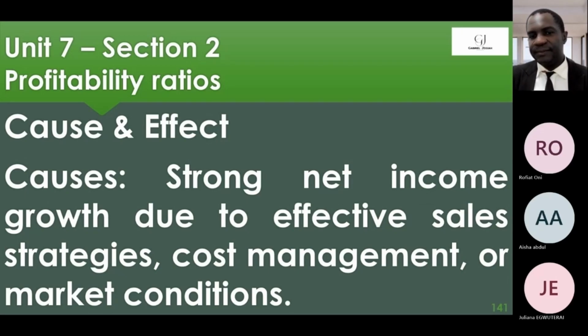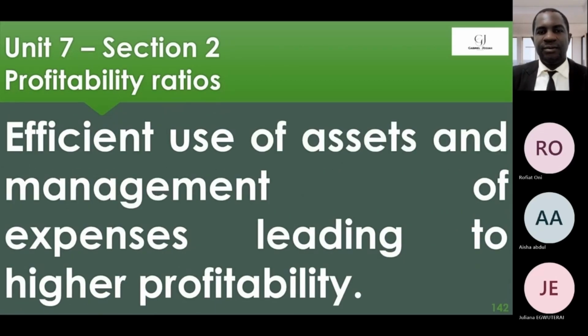What are the causes and effects? A strong net income growth is due to effective sales strategies, cost management, and market conditions. So where there is a boom or the environment, internal and external, is okay, they will experience strong growth in revenue, and where you have effective cost management, costs reduced, they will have a better bottom line, because the profit after tax is the bottom line and is very important. Also, another cause of it is efficient use of assets and management of expenses leading to high profitability.